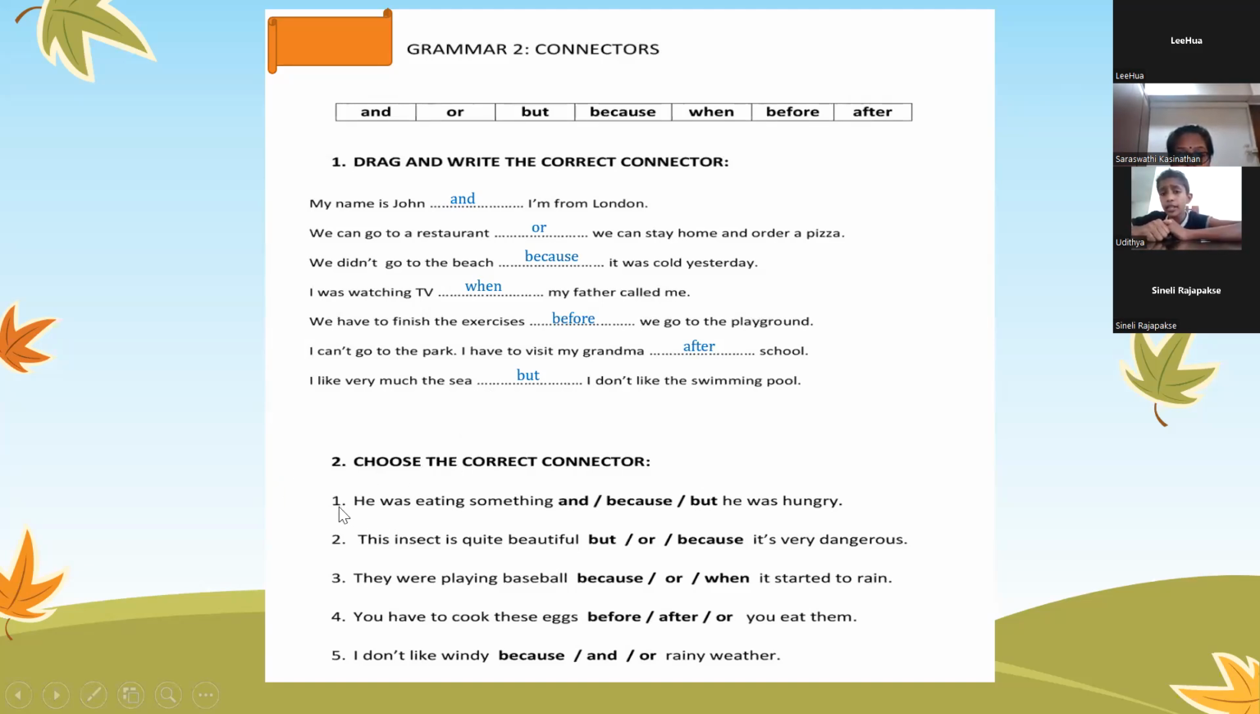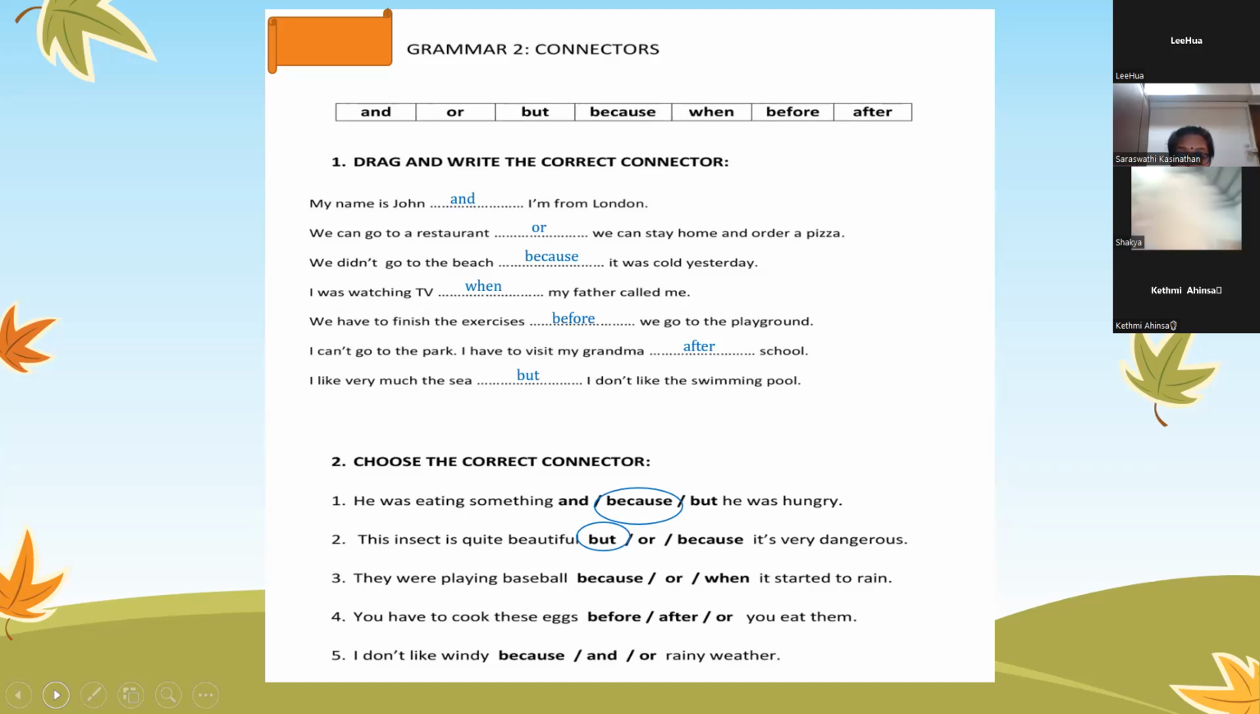Okay, number 2. He was eating something because he was hungry. Because he was hungry. Very good. Number 2. This insect is quite beautiful, but it is very dangerous. But it's very dangerous. Yeah, very good. Contradicting, right? Beautiful and dangerous are two contradicting. So that's why you use the word but.